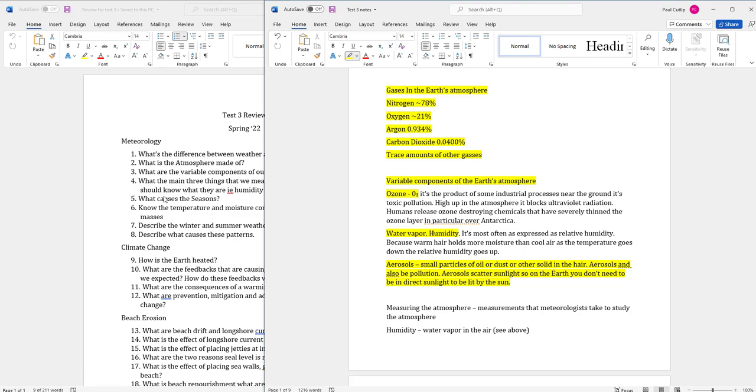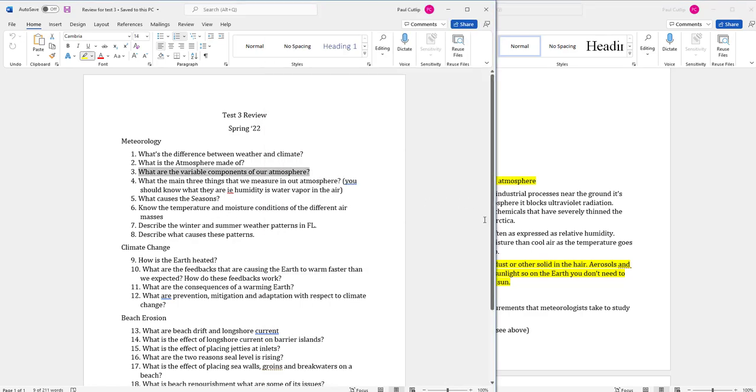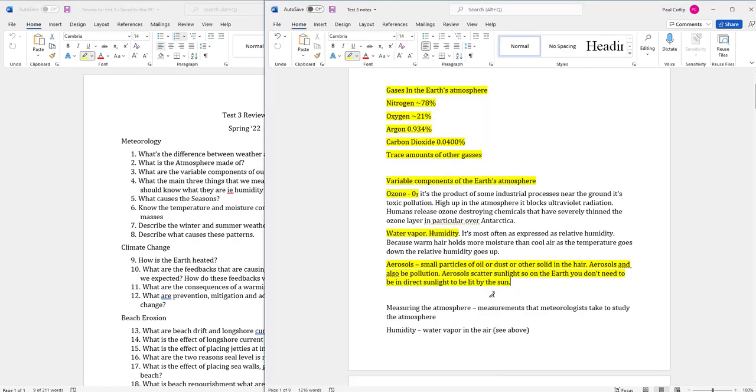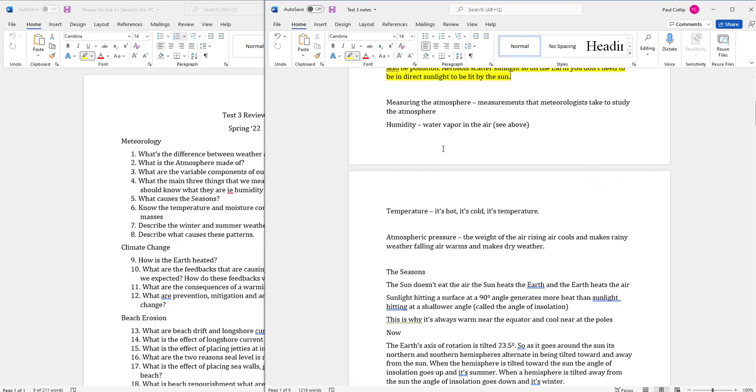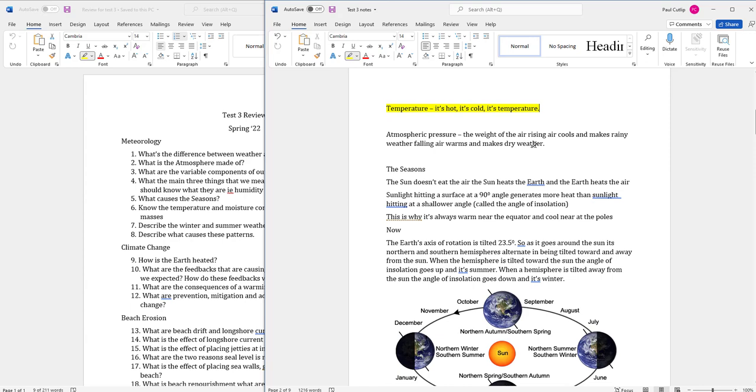Okay, so let me see. What are the 3 main things that we measure in the atmosphere? And you should probably know what they are. So here we go, right? Humidity, which is water vapor in the air. We live in Florida. We know all about humidity. Temperature, it's hot, it's cold, it's temperature. We don't know what temperature is. And then atmospheric pressure, which is the weight of the air.